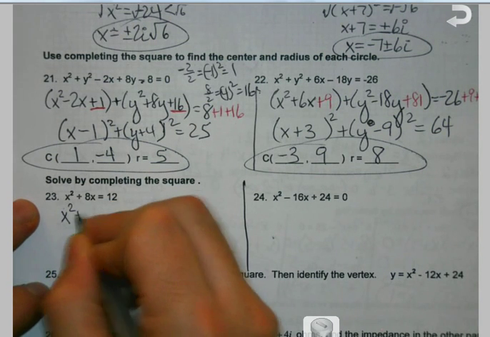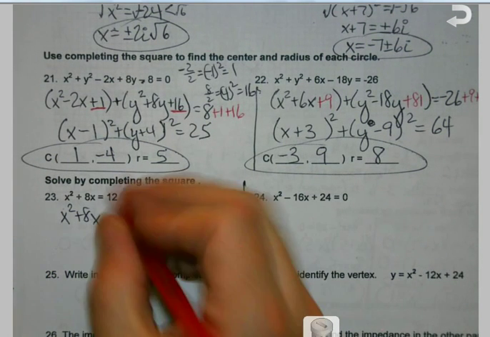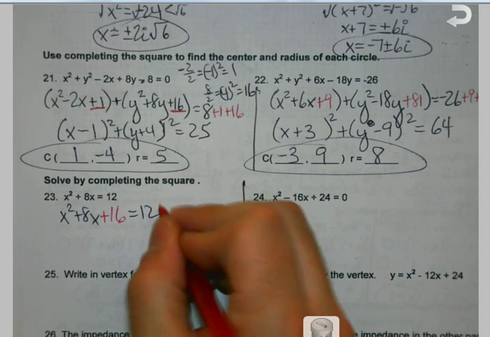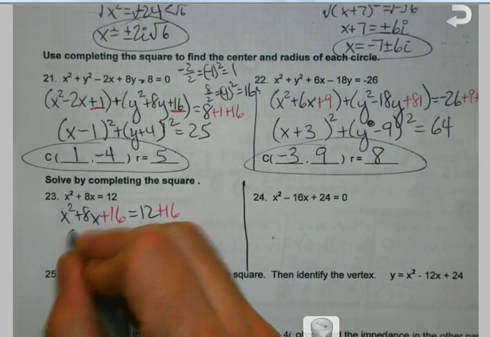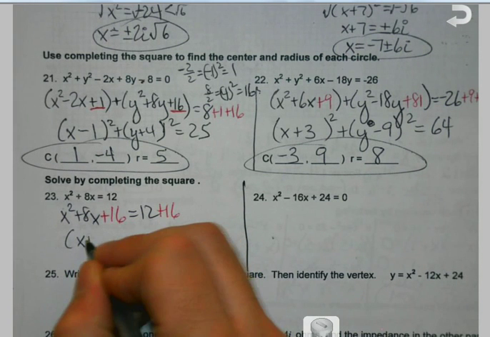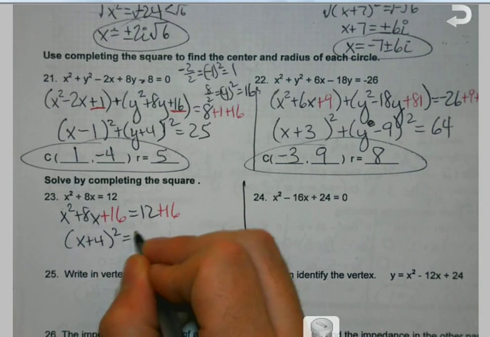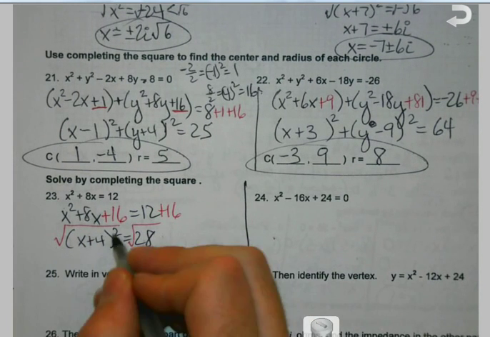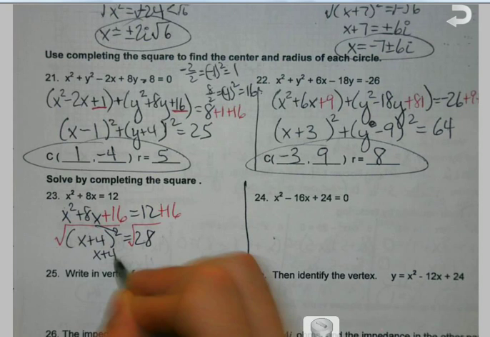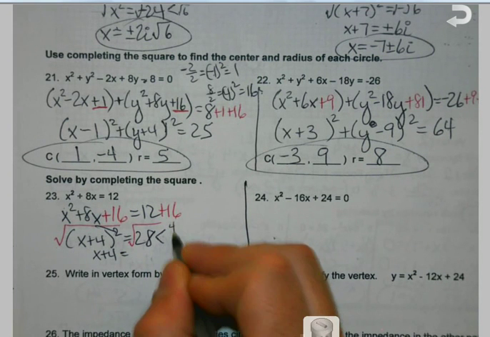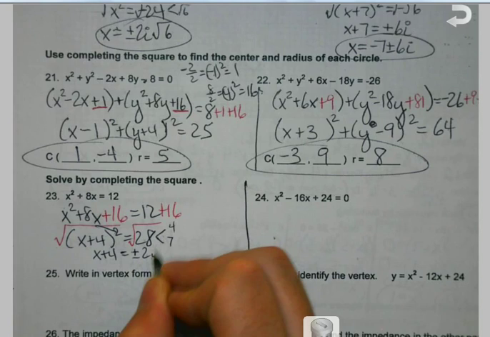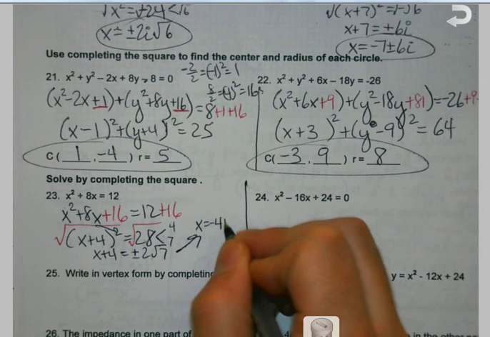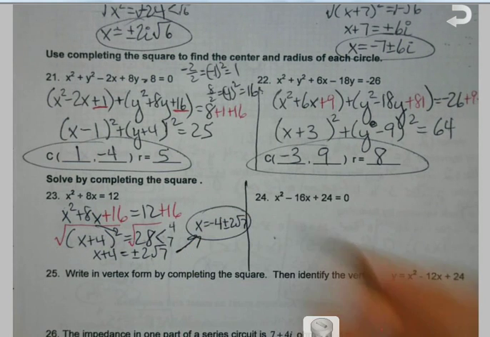So x squared plus 8x, half of 8 is 4, squared is 16. Get it into my binomial form, half of 8 is 4. Now it's like the problems we were doing up above. Square root to take care of that squared term. Don't forget to break down your radical and do your plus minus. And then just minus the 4 over.